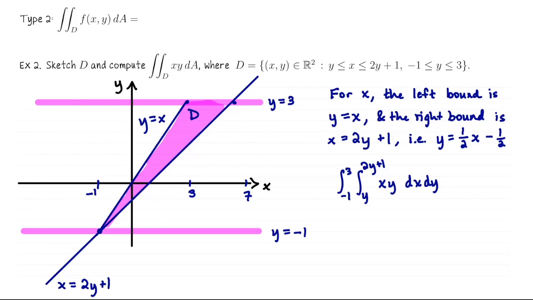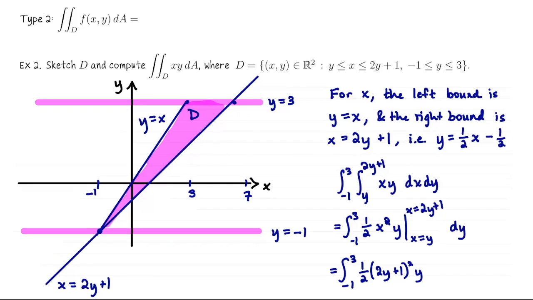We anti-differentiate with respect to x, and we're going to get the integral from negative 1 to 3 of 1/2 x squared y. And then our bounds for x were from x equals y to x equals 2y plus 1, dy. Let me take this just one step further. So we would have 1/2 times the quantity 2y plus 1 squared times y minus 1/2 times y cubed. At this point, it's just a single integral, so I'll leave it there. You would just anti-differentiate with respect to y, then plug in the bounds.